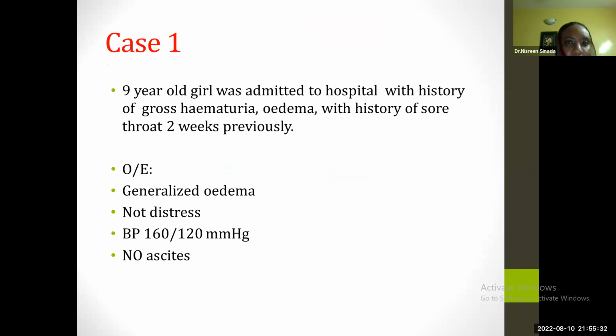So a 9-year-old girl was admitted to hospital with history of gross hematuria, edema, history of sore throat 2 weeks previously, generalized edema. She's not distressed, and the blood pressure is 160/120, other vitals normal, and no ascites.